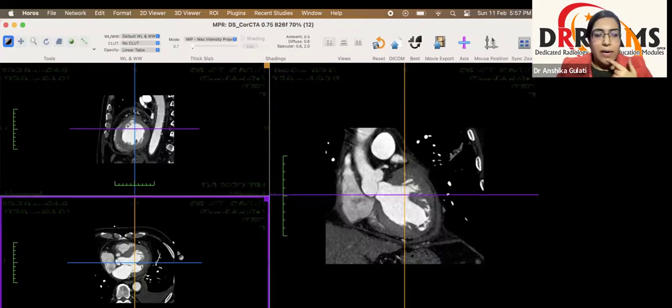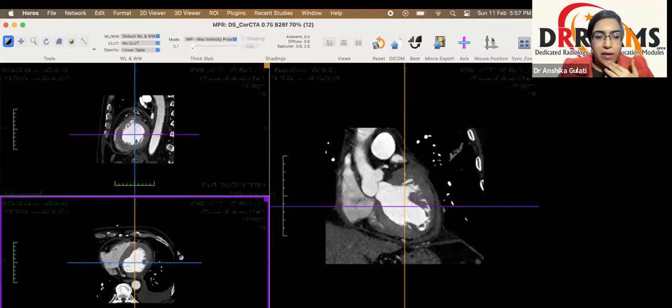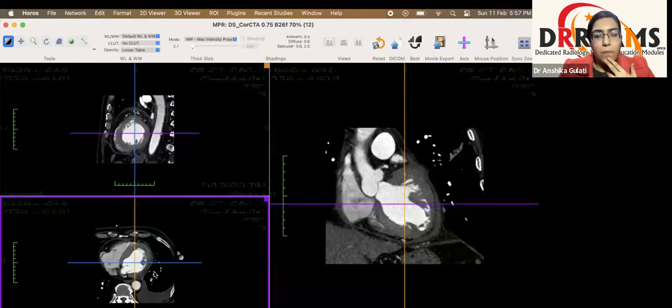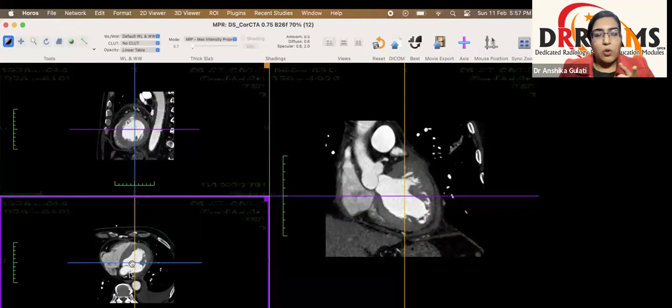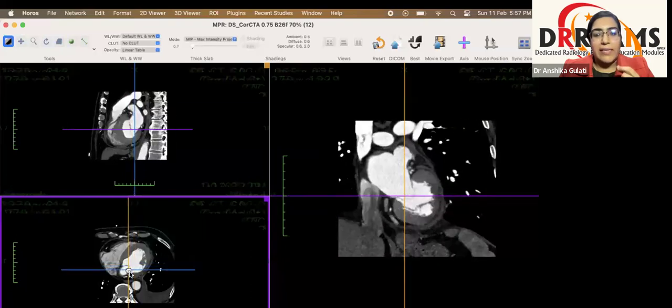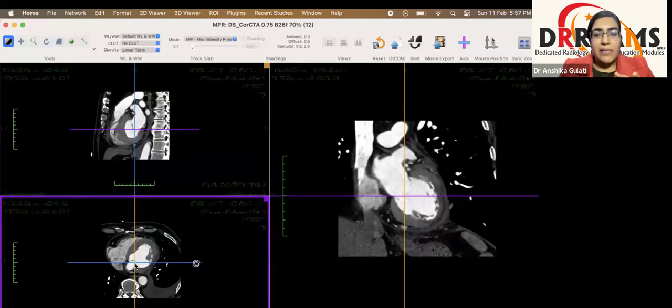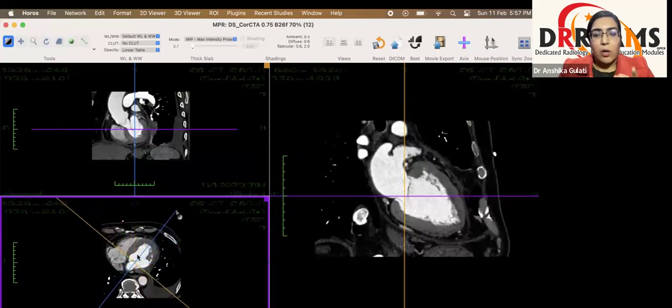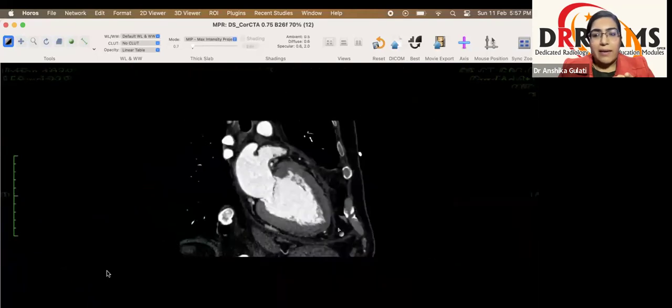How do we make those cardiac axis? Please see these steps very carefully. First step is to locate the mitral valve on the axial images, and we place the crosshair on the mitral valve, and we rotate the blue axis to point towards the apex of the heart. And now this image has converted into the two chamber view or the vertical long axis view.